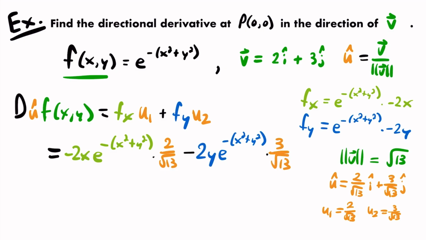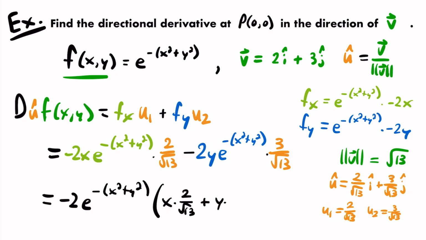All right, and so to simplify here, we do have a common factor in these two terms of negative 2 times e to the power of negative x squared plus y squared. So I'm going to pull that out, and here's what we'll get. This will be equal to negative 2 times e to the power of negative x squared plus y squared multiplied by x times 2 divided by the square root of 13 plus y times 3 divided by the square root of 13.